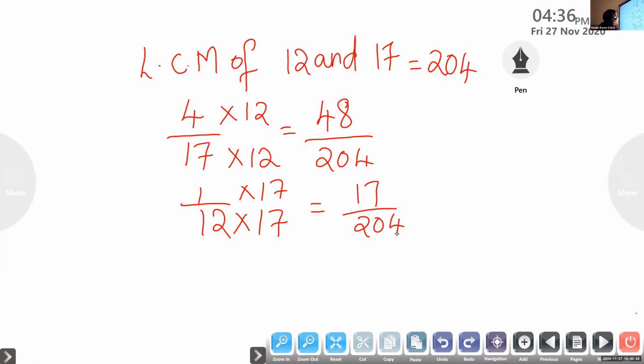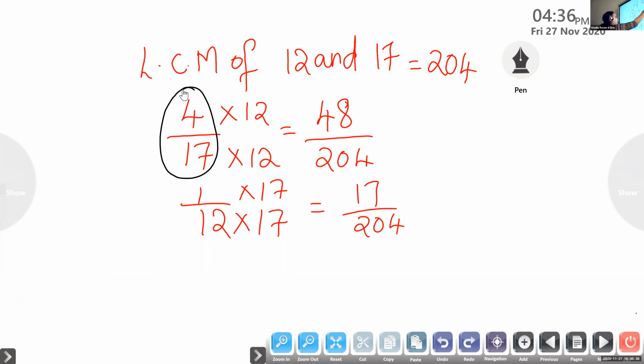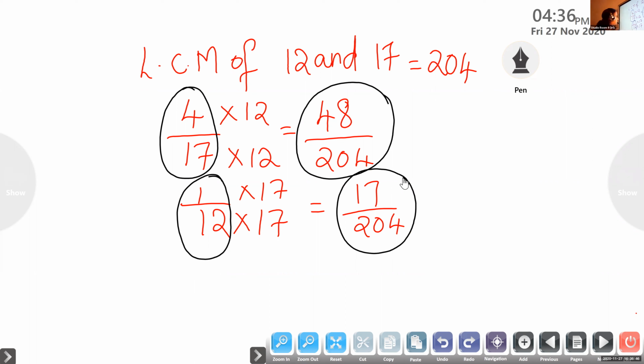So children, find out. See, 4 by 17 is equal to 48 by 204. And 1 by 12 is equivalent to 17 by 204. Now subtract. Ma'am, 31 by 204. Okay, 31 by 204.